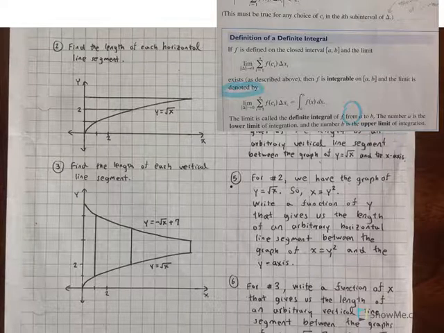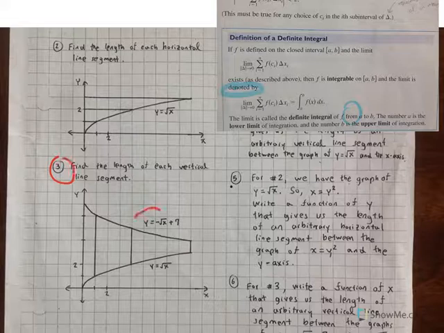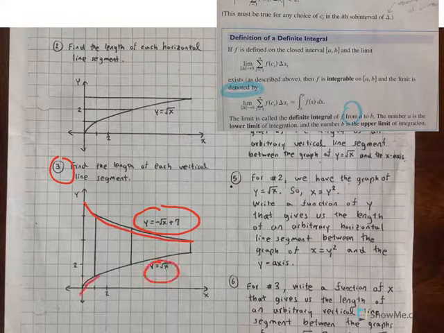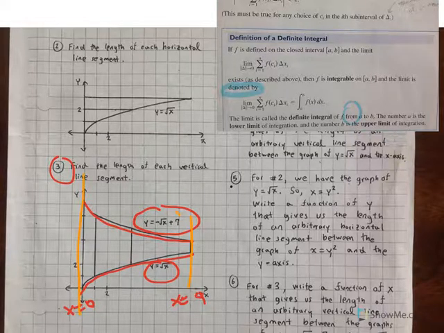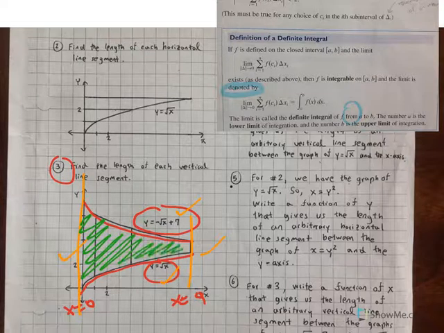So let's take a look at number 3 here. We have the graph of y is equal to negative square root of x plus 7, and then we have the graph of y is equal to the square root of x. And then we have x is equal to 0 and x is equal to 9. If I graph those two equations, I would get two vertical lines. So between these four graphs, 1, 2, 3, and 4, we have this region in the xy plane, and we want to find the area of this region.